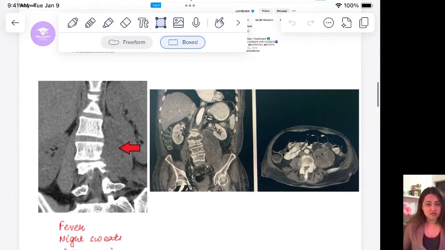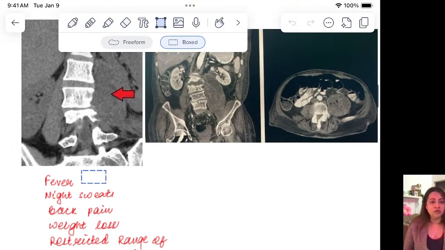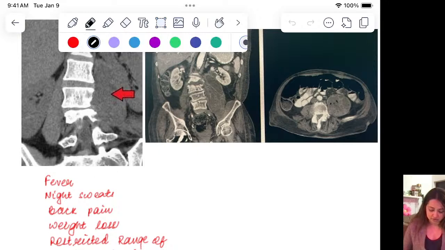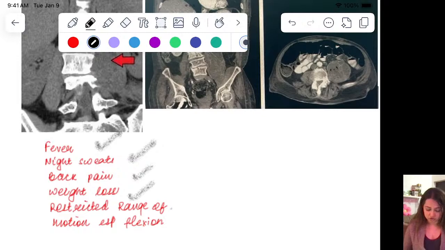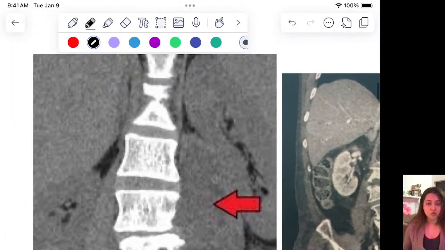Okay, so this is the case number 1 where the patient is having fever, night sweats, back pain, weight loss, and the range of motion is restricted, especially the flexion. Okay, so if you can look at this image, what is this arrow pointing towards? You can just type your answer in the chat box. What is this arrow pointing towards?